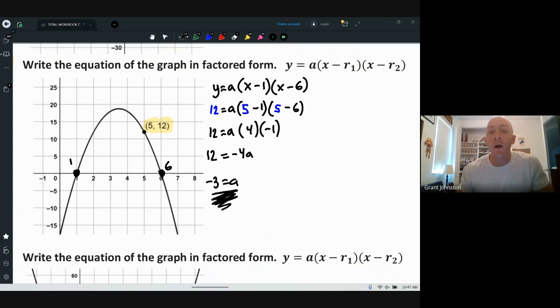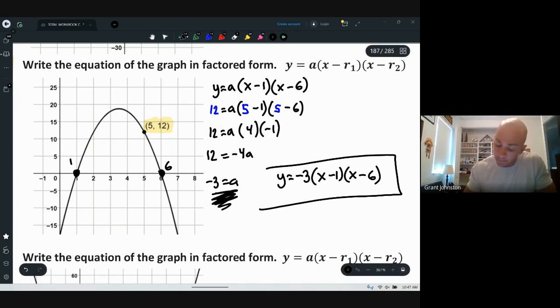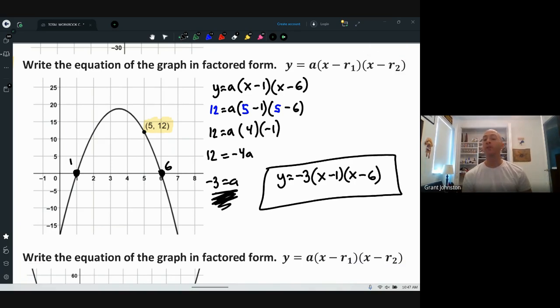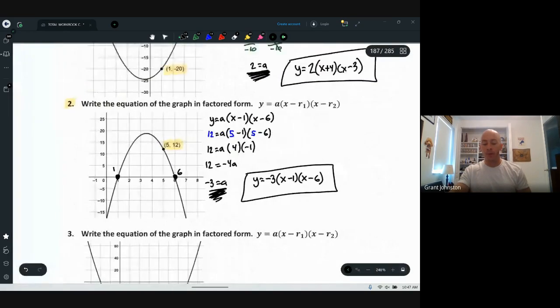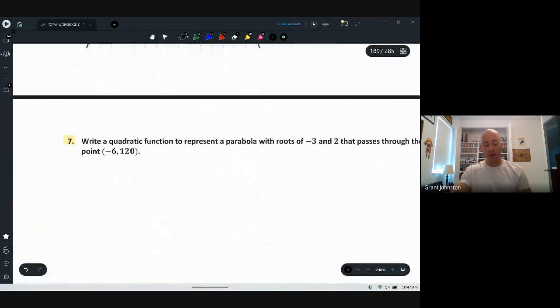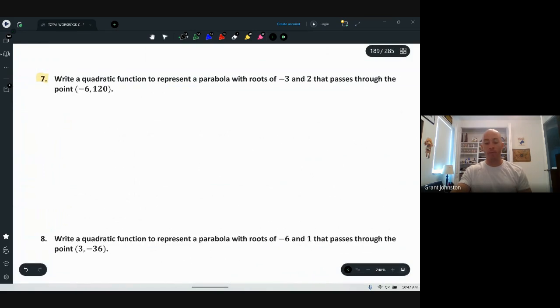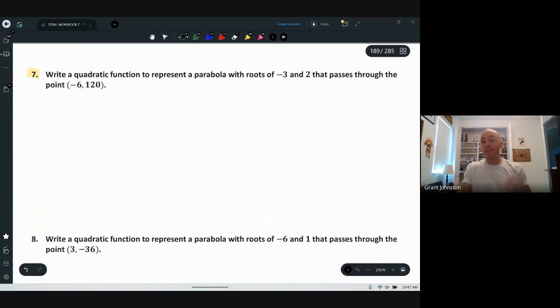So now I can write my equation. My equation is going to be y equals -3 for a, (x minus 1)(x minus 6). So those are the steps. I'm going to let you do the rest of the graphs. Let me show you one where it's just in a word problem. But it's the same concept.